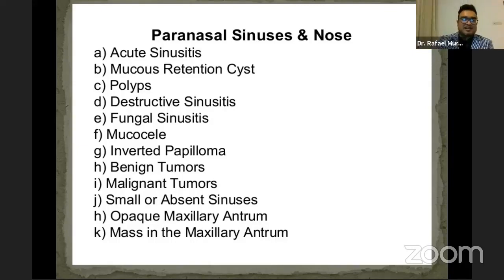Acute sinusitis, mucous retention cyst, polyps, destructive sinusitis, fungal sinusitis, mucocele, inverted papilloma, benign tumors, and malignant tumors, and there are small or absent sinuses, an opaque maxillary antrum, and a mass in the maxillary antrum.